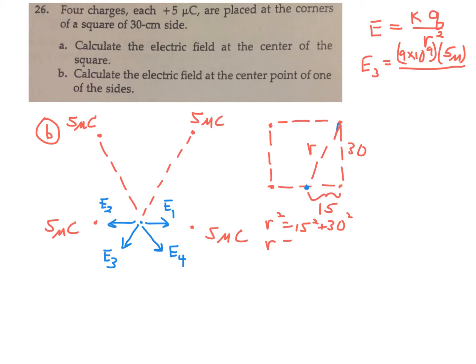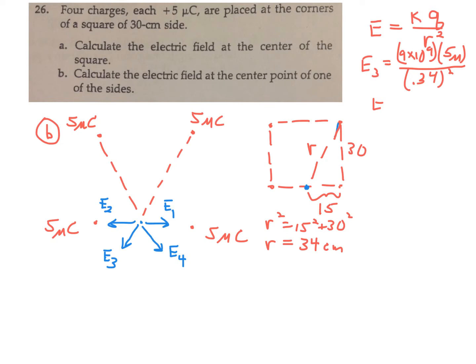So R comes out to be 33.5 centimeters. You can say 34 centimeters if you wish. That's how far it is from the upper right-hand corner. So that's what I'm going to plug in for E3, the distance for the field from that charge. Back up here on the upper right, it's 34 centimeters, actually 0.34 meters. I need meters. Squared.